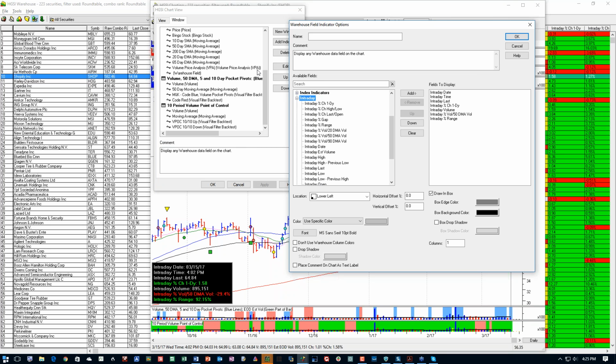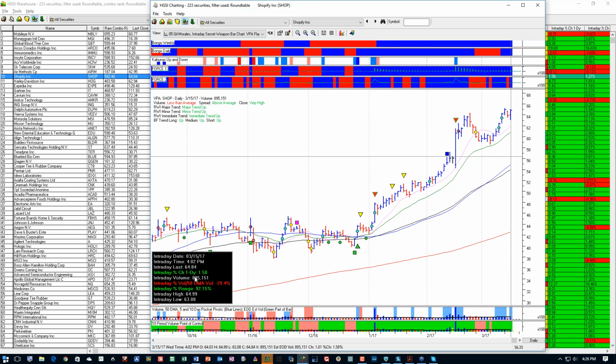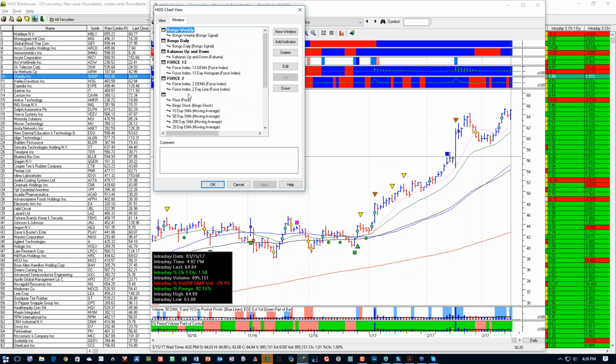Oh, let's see, what do I want to put in here? Let's put the high, the low. I already have the last in here. If I close that, notice that this information is now added to this. So if you want to add warehouse fields to a chart, that's all you have to do. You just add the warehouse indicator.